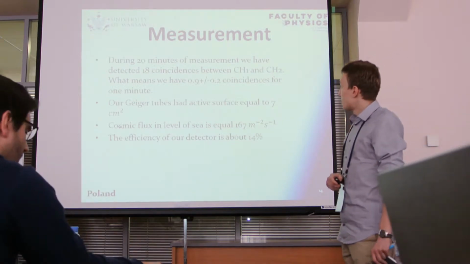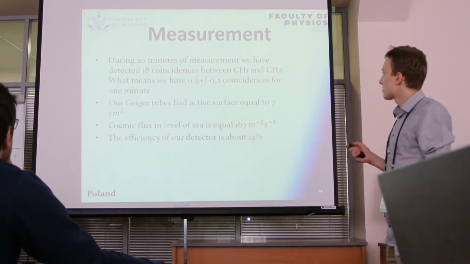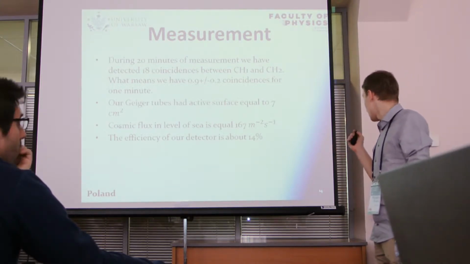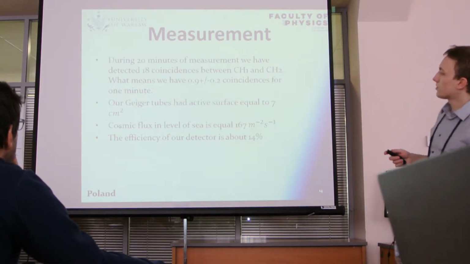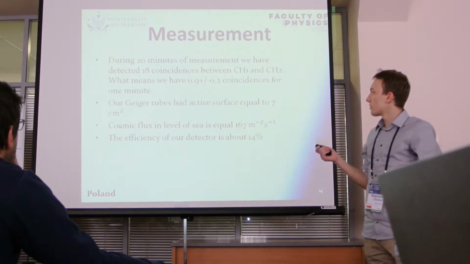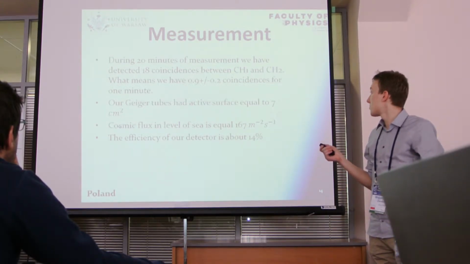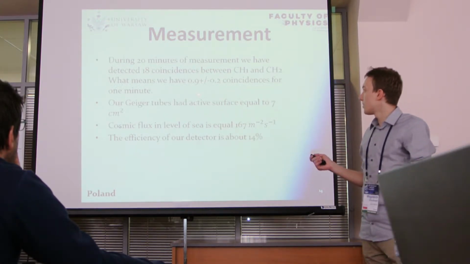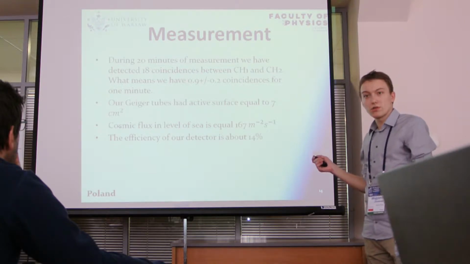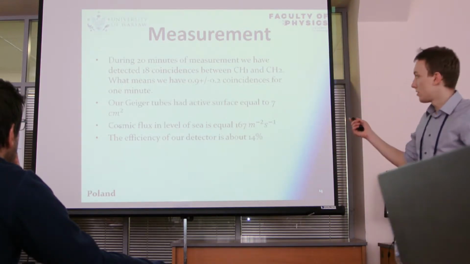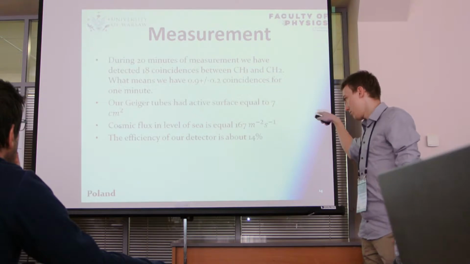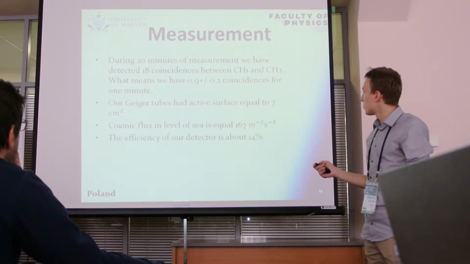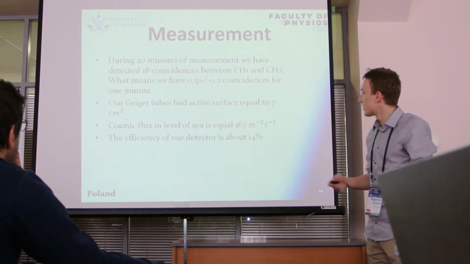So, measurements. During 20 minutes of measurements, we have detected 18 coincidences between channel 1 and channel 2, which means we have 0.9 ± 0.2 coincidences per minute, and the uncertainties are taken from the Poissonian distribution. Our Geiger tubes had an active surface equal to about 7 square centimeters.